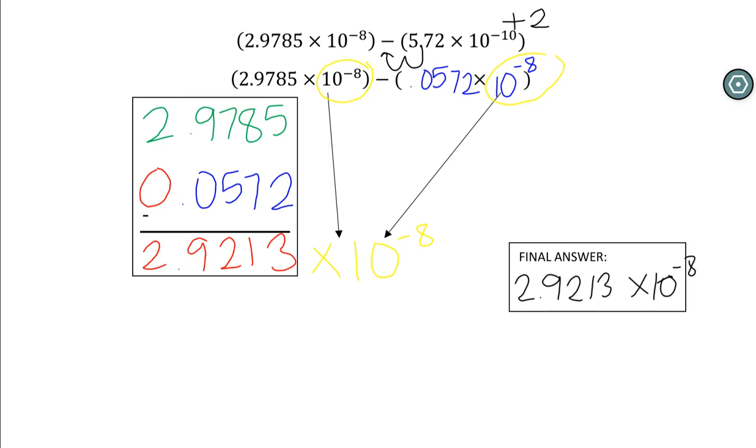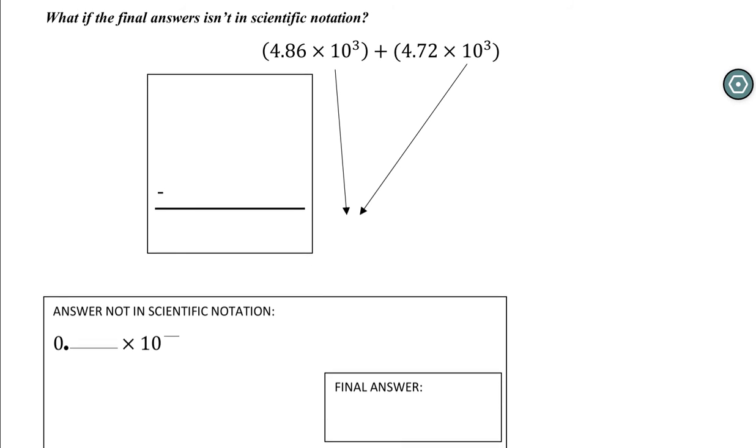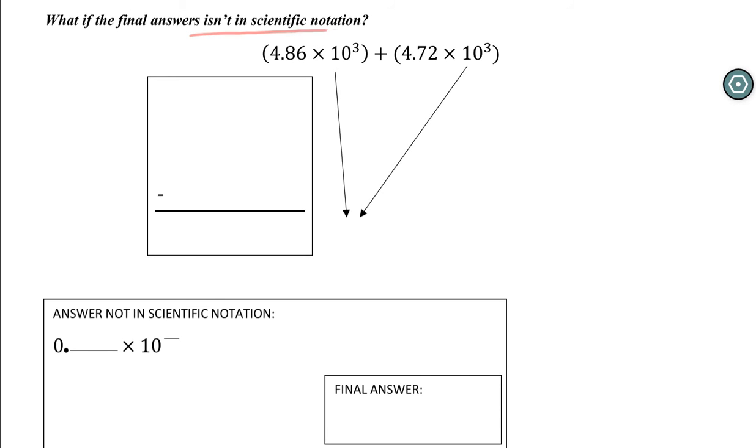Okay, now you know how to add and subtract with the same powers and add and subtract with different powers. Now there's one more example, and that's what if your final answer isn't in scientific notation? Now remember, scientific notation has a constant that's between 1 and 10, and then a power of 10. So you need to remember that your constant has to be equal to or greater than 1 and less than 10. So it has to be between 1 and 10.